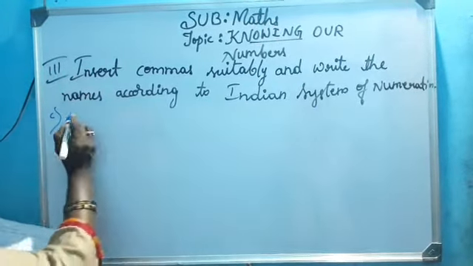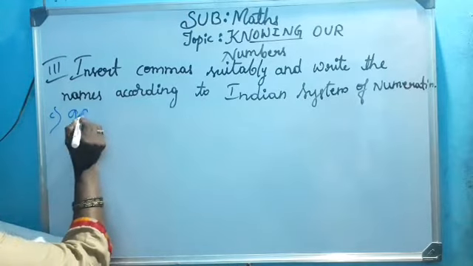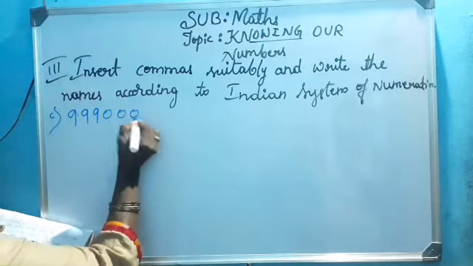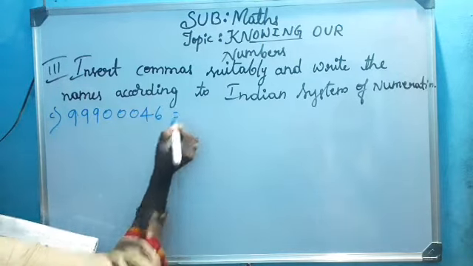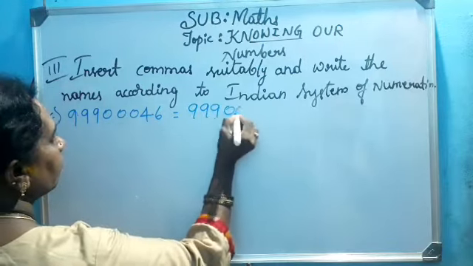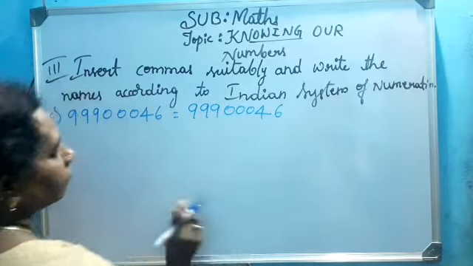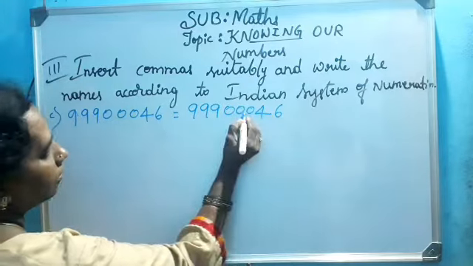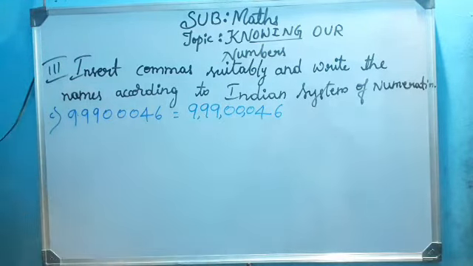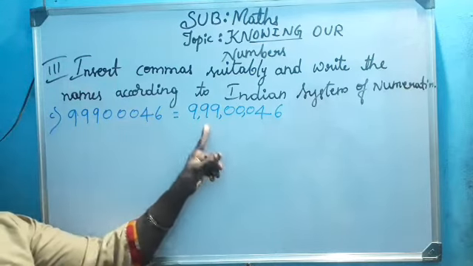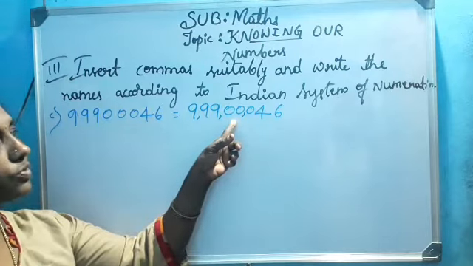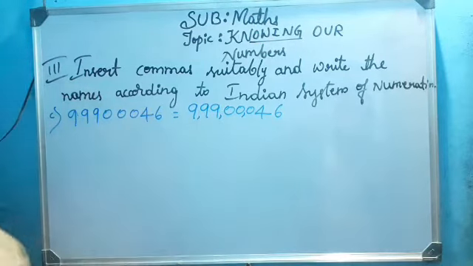The next question, 9 9 9 0 0 0 4 6. Write once again. First 3 digits after one comma, again 2 digits, again 2 digits. So 9 crore 99 lakh 0,046.